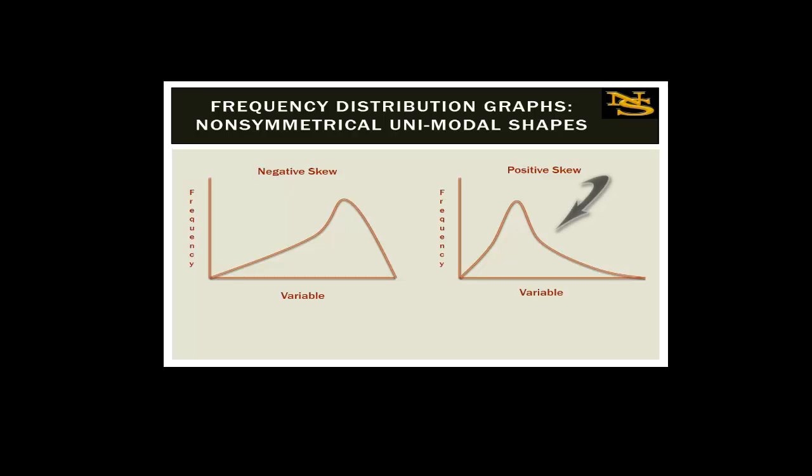Now, a positive skew is the opposite of that. Most of the scores pile up on the low end of the distribution. Remember, lowest to highest, left to right for your scores here. And then you have some outliers in the high end of the distribution.